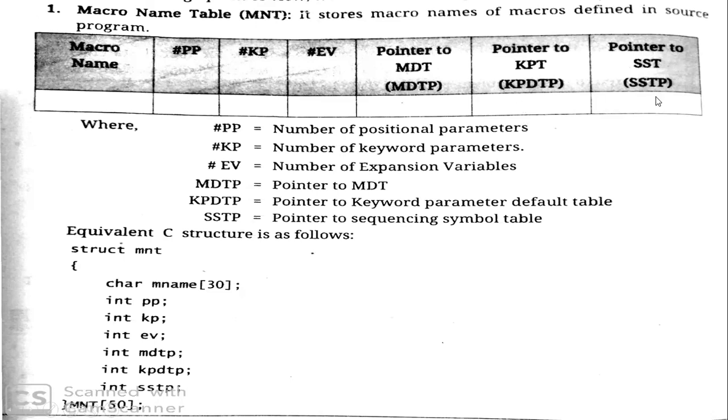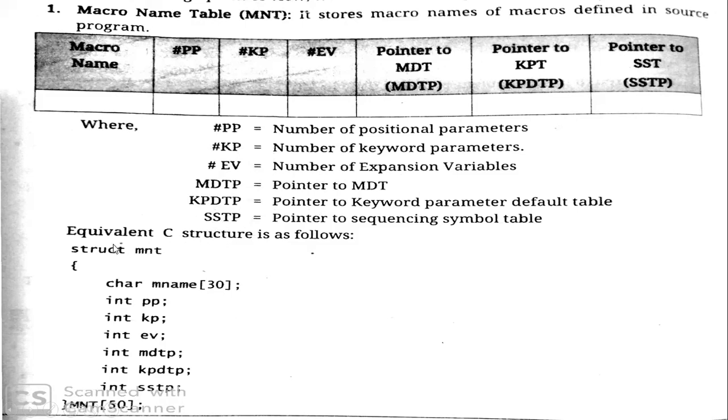Then pointer to the sequencing symbol table: if such a symbol is available, then we can use that pointer. The sequencing symbols are stored in the sequencing symbol table, and we use that pointer value at this location. Now a single row stores the information corresponding to a single macro, a single macro name. When we call that particular macro, we can see all these fields in shorthand. Here we represent what is the PP, what is the KP, what is EV, then MDTP, then KPDTP, then SSTP. All these are shorthand expressions that will be considered here.